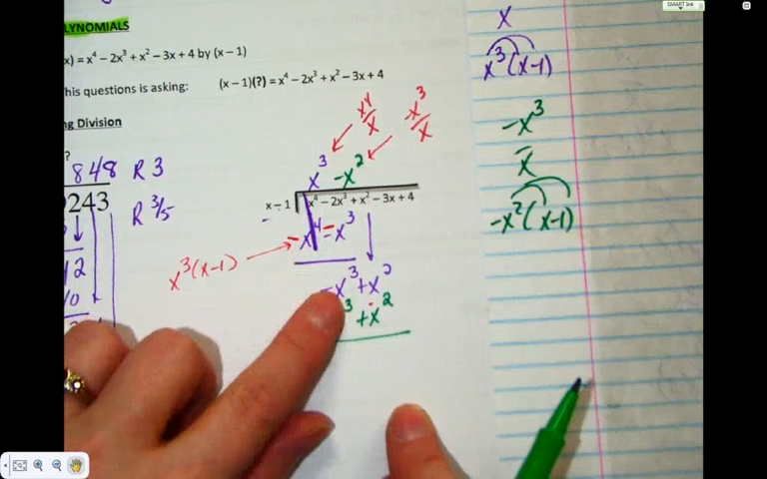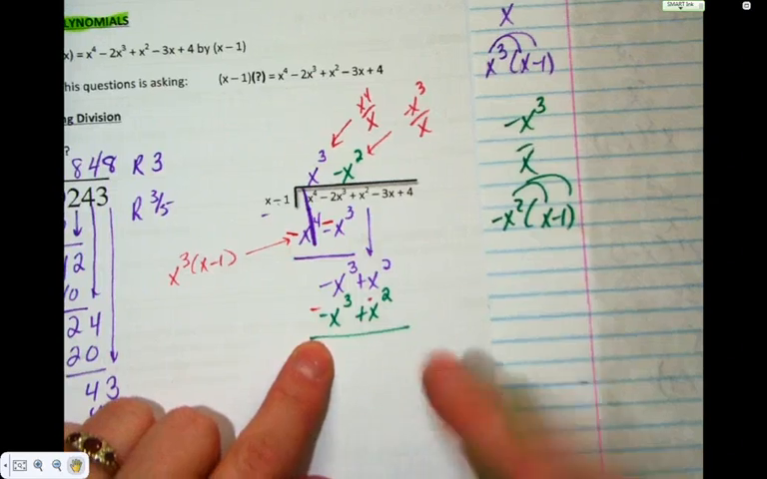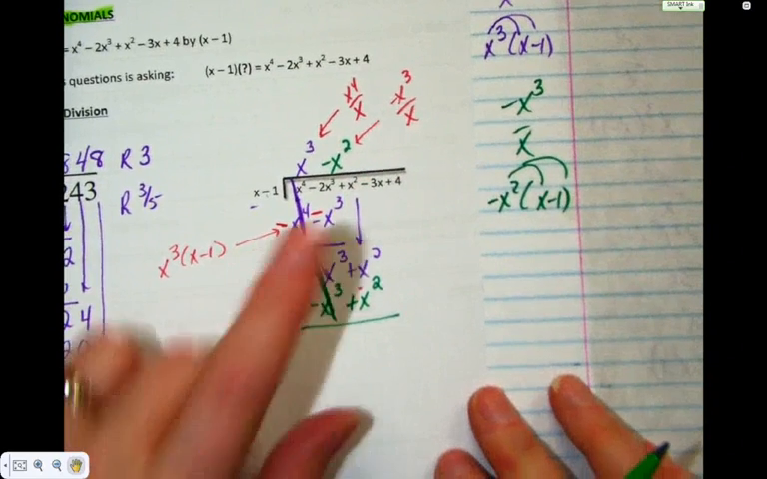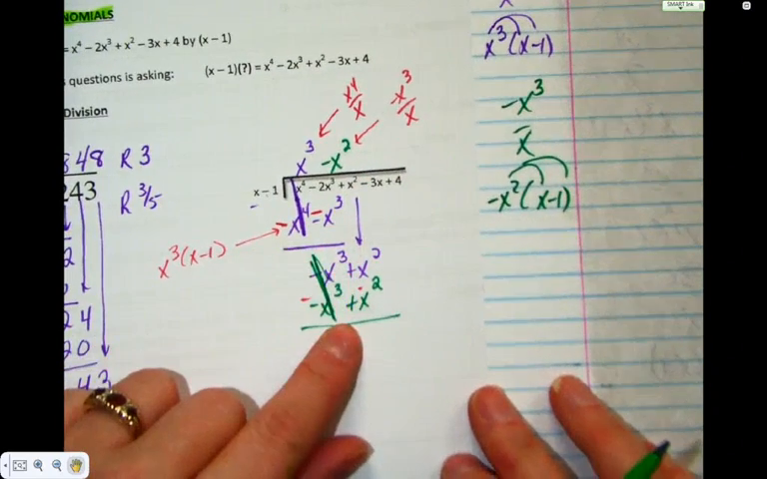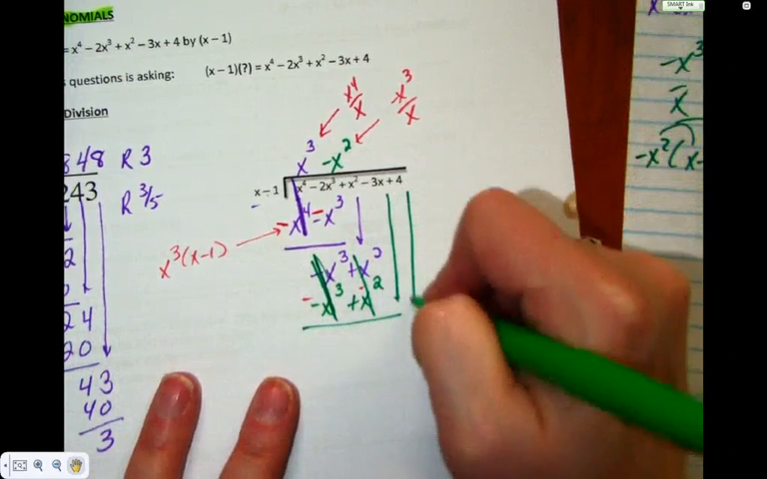Okay, negative x cubed, negative x cubed. Okay, cancel, which is what we want. X squared minus x squared. Cancel. And that's okay if they both cancel. It just means we bring down the next two terms.